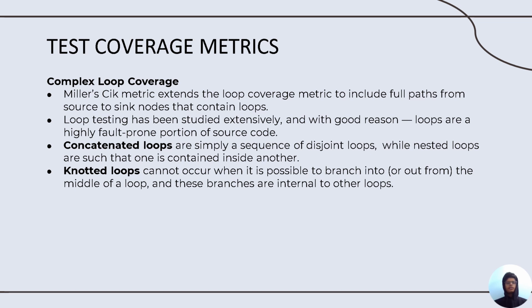Then we have concatenated loops, which are simply a sequence of disjoint loops, while nested loops are such that one is contained inside another. Then we have the knotted loops. So complex loop coverage has two of them, that is concatenated loop and knotted loop. This cannot occur when it's possible to branch into the middle of the loop and these branches are internal to other loops.